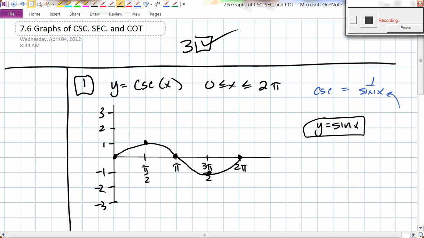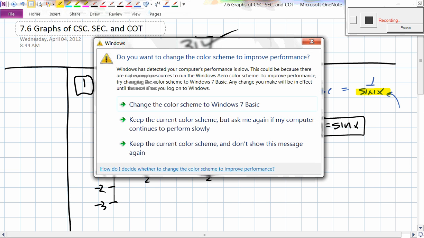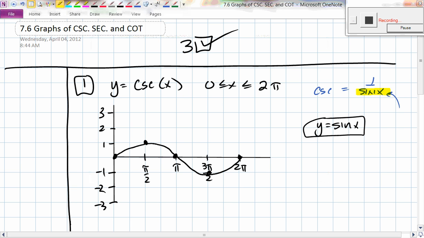So let me ask you a question then. Since the cosecant is 1 over the sine of x, what do we always need to be very careful of when we have a fraction right down here? We can't divide by 0. Okay? So I can see 3 spots on the graph where the sine curve is equal to 0. Can you see them? Yeah, give me one of them, Anthony.